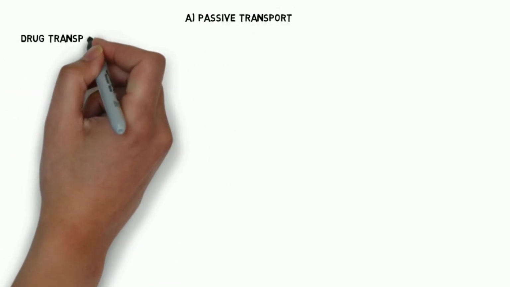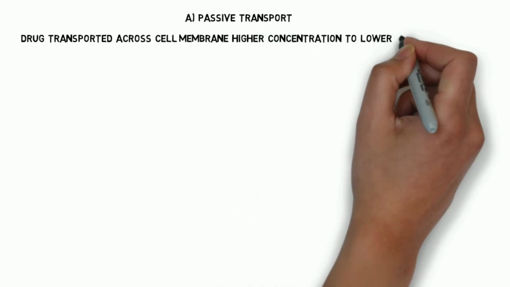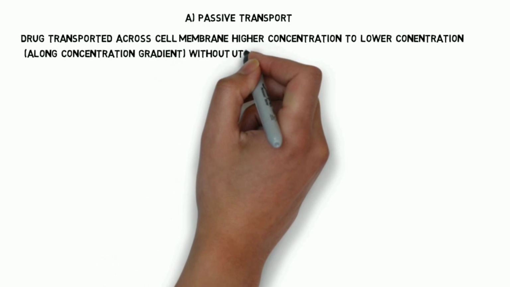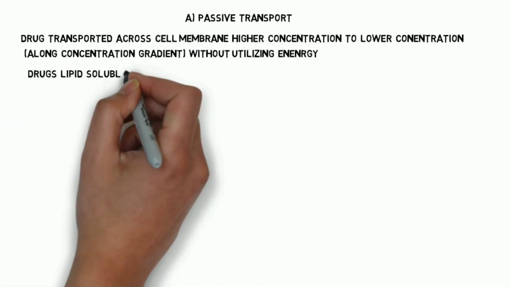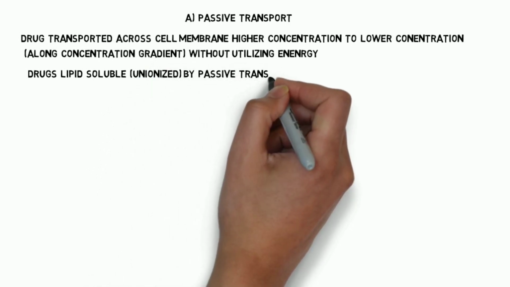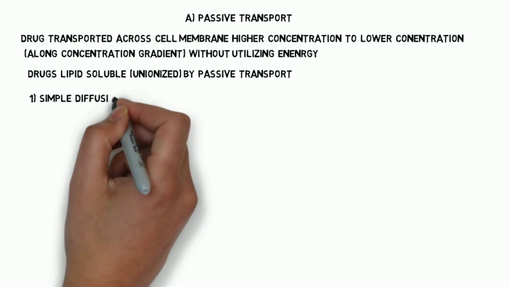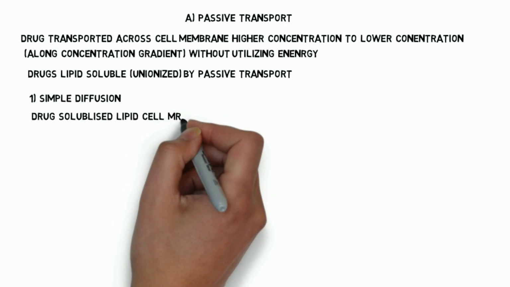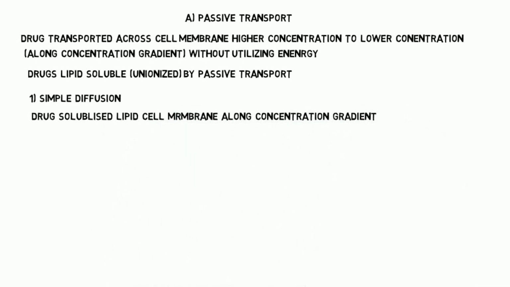In passive transport, drugs are transported across the cell membrane from higher concentration to lower concentration, that is, along the concentration gradient, without utilizing energy. Drugs which are lipid soluble, that is unionized, are transported by passive transport. Let us study simple diffusion. In simple diffusion, the drug gets solubilized in the lipid cell membrane and is transported along the concentration gradient.